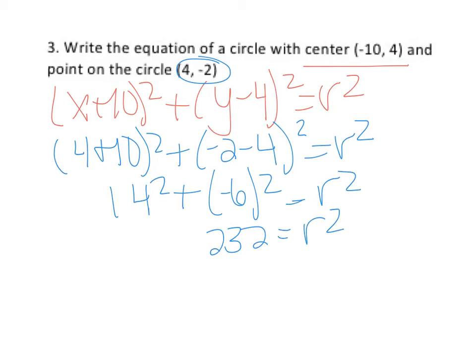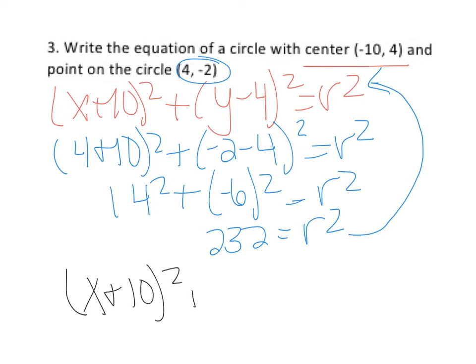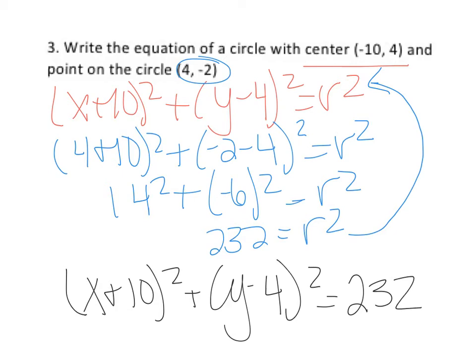Now at this point, we don't need to take the square root because we need to just plug this r squared value back into our original equation. When I want to see the equation of a circle, it better have variables in it. Those x's and y's need to come back. So we're going to rewrite that red equation at the bottom. X plus 10, the quantity squared, plus y minus 4, the quantity squared, is equal to r squared, which we found out was 232.